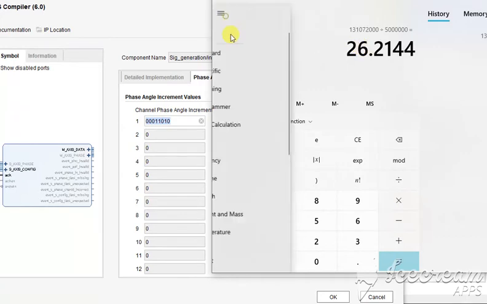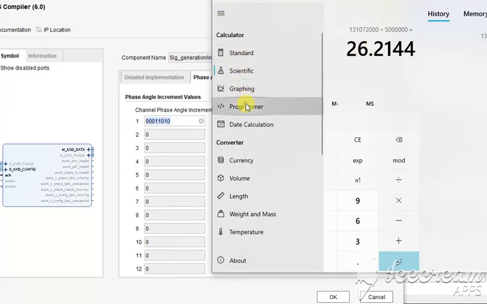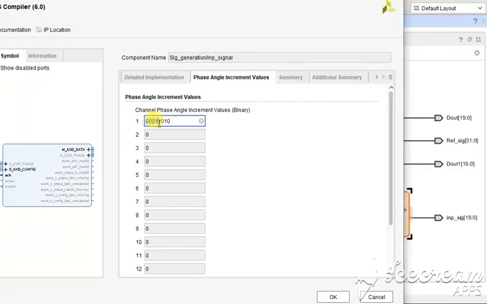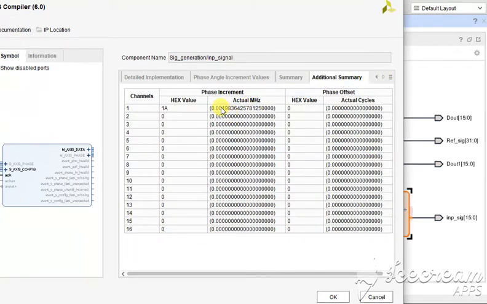When we convert this value from decimal to hex, we can see that from 26 we will get this value 00011010, and you can see that this is 00011010, and this frequency corresponds to 2 kilohertz.